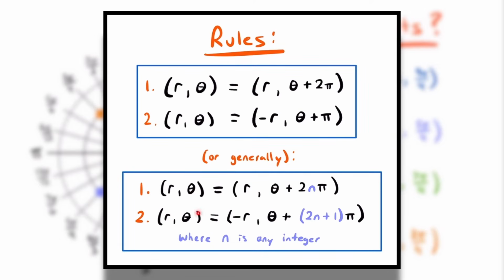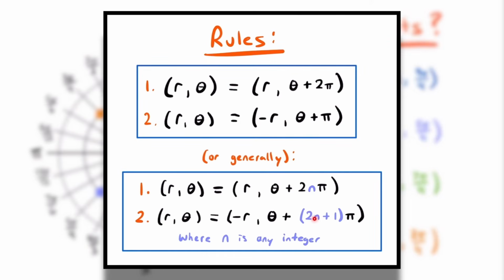All right, and then the second rule, we still have negative r, we're still negating the radius, but then instead of just having theta plus pi, we have theta plus 2n plus 1 times pi. Essentially what this is saying is that you are adding a multiple of pi to your angle where the coefficient of pi is an odd number, right? That's what 2n plus 1 is doing. For example, if n is 0, you'd have 2 times 0, which is 0, plus 1, which would just be 1, and so you'd have 1 pi. That would give you the basic form of the rule.